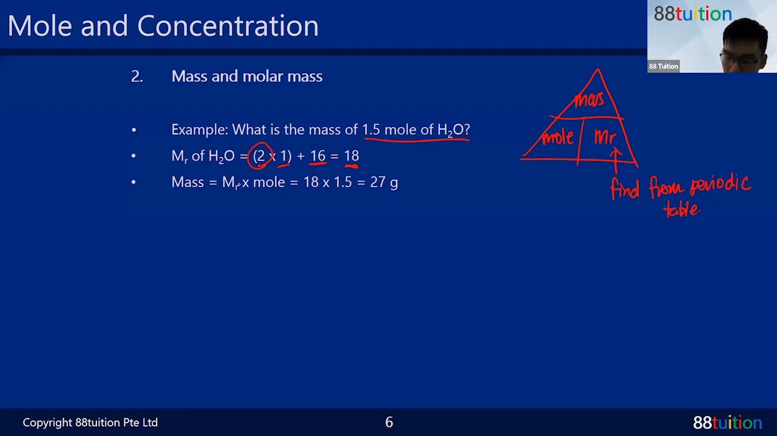Then mass equals MR times mole, as you can see from the formula here. So I take the MR, which is 18, and then how many moles do I have? I have 1.5 mole. So bring it down here, then just multiply them, and you get 27. So 1.5 mole of water weighs 27 grams. That's my final answer for this. So that's how we use this triangle also. It links the concept of mole to mass.